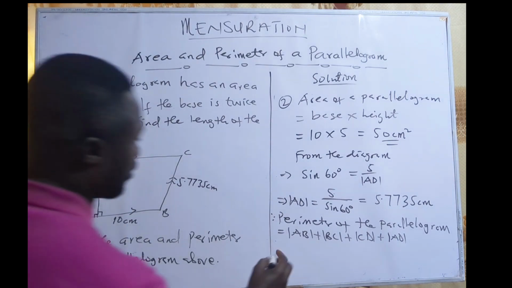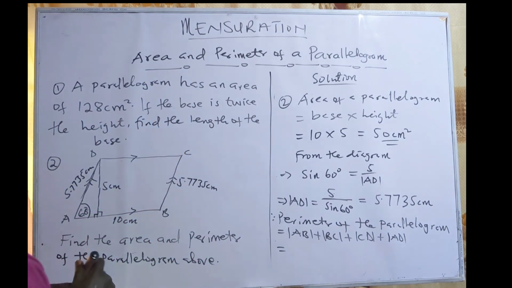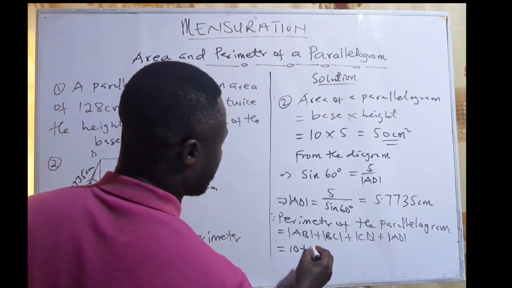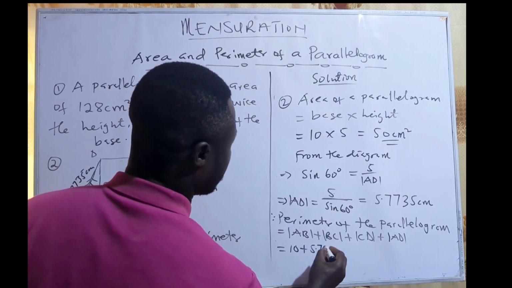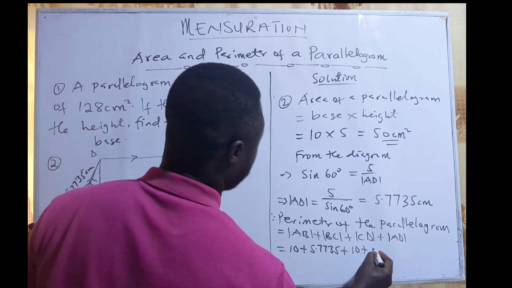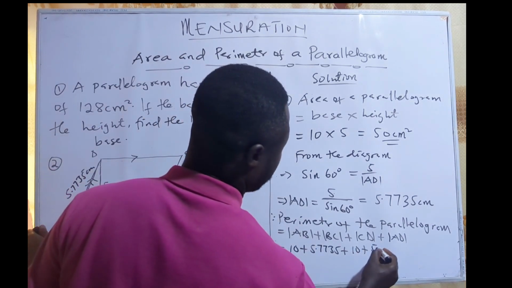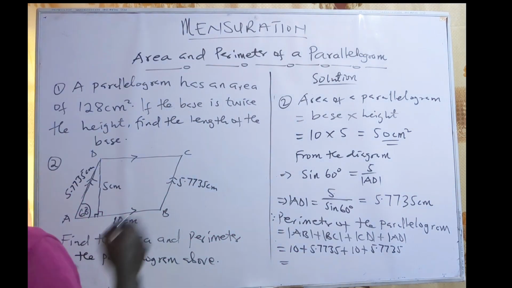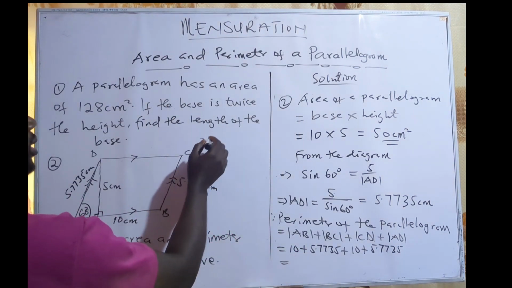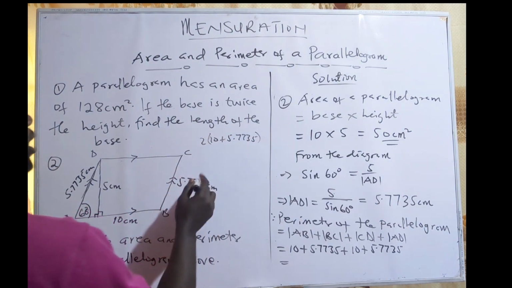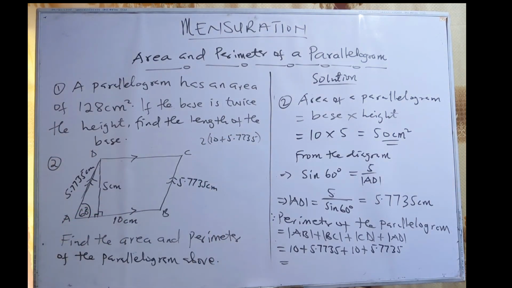All right, so we are going to add everything, so that will give us our AB, which is 10, plus 5.7735 plus another 10 again plus 5.7735. Then we get the answer. Or if you like, I can say 2 times 10 plus 5.7735. Okay, it's the same thing as this one.